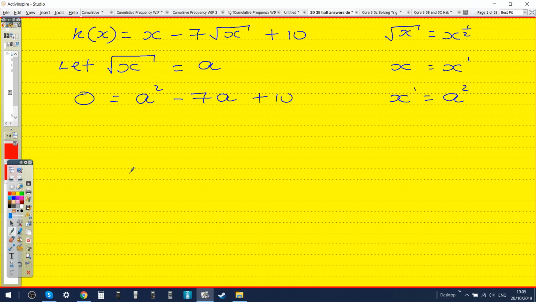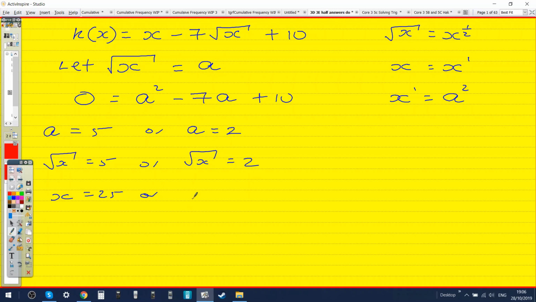So I got 5 and 2 as the two values here, and technically that's the two a's. A is equal to 5 or a is equal to 2. But we weren't asked for a, we were asked for x. So what do we do here? Do I now have to square that? So we would now unlet. So root x is 5 or root x is 2. And so x is 25 or 4.